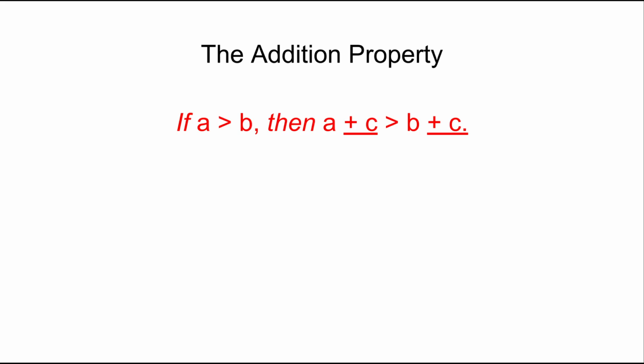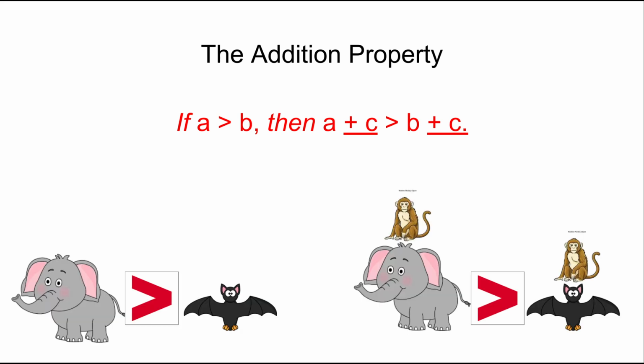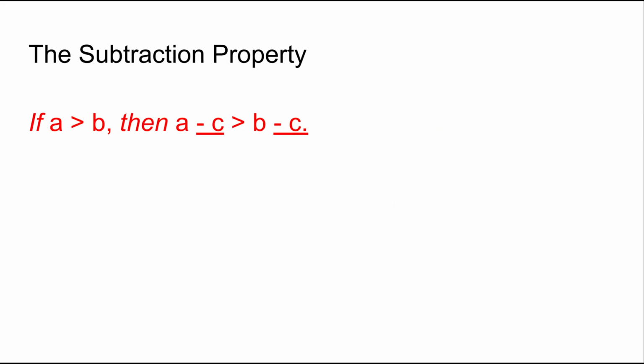So the first one is the addition property. If A is greater than B, then A plus C will be greater than B plus C, because we're adding the same thing to both sides. If you imagine these animals on a scale, the elephant is greater than the bat, of course, but if we add a monkey to both on the scale, the elephant plus the monkey would still be greater than a bat plus the monkey. So this is an addition property.